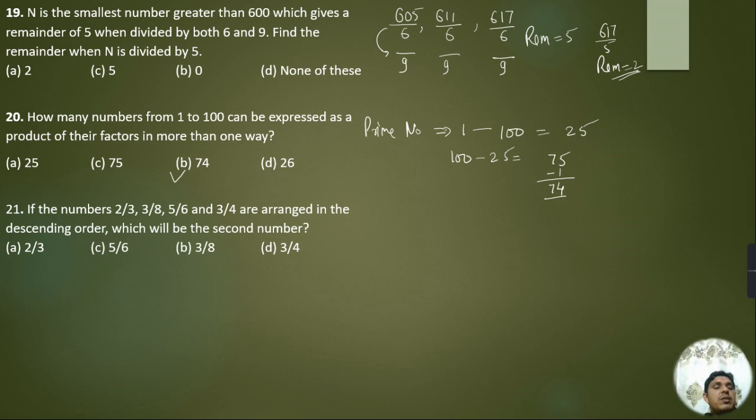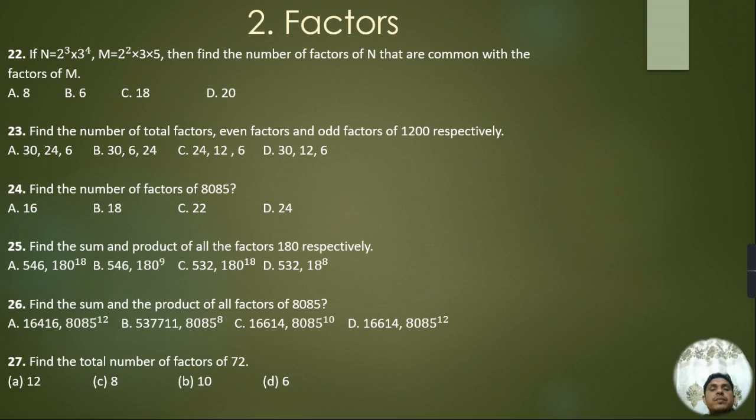Coming to the next question, the question is: if the numbers 2 by 3, 3 by 8, 5 by 6 and 3 by 4 are arranged in descending order, what will be the second number? So students, for this question, find the LCM. LCM will be 24, and find the numerators: 16, 9, 20 and 18. If we write all the numbers in descending order, that means bigger to smaller, which will be the second number? 18 by 24 will be the second number. Hence the answer of this question will be 3 by 4.